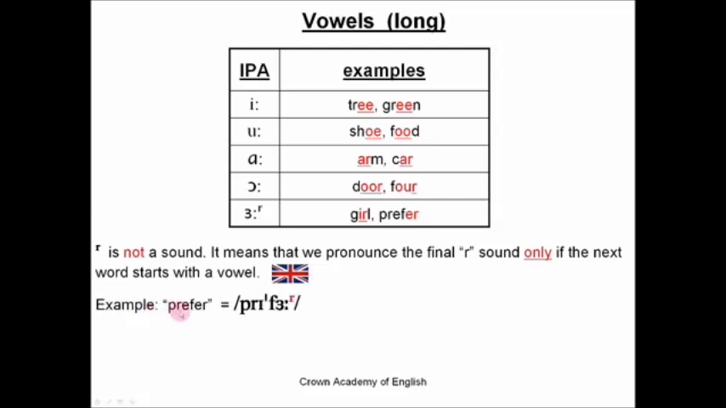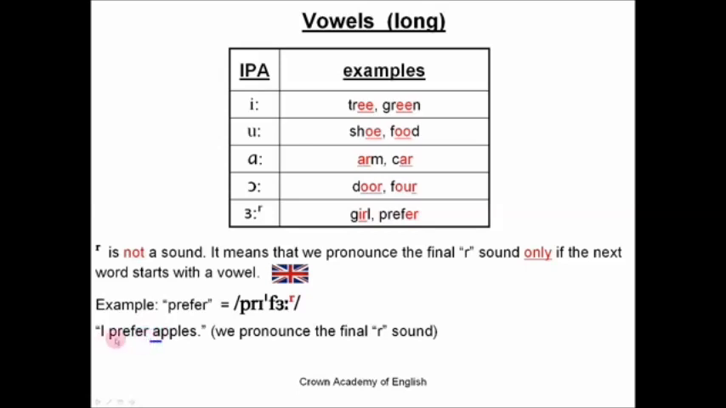Example, the word prefer. This is the IPA transcription. So we have the sound at the end. And the little R means we only pronounce the R at the end of prefer if the next word starts with a vowel. So if we say this, since the next word starts with a vowel, then we must pronounce this letter R.